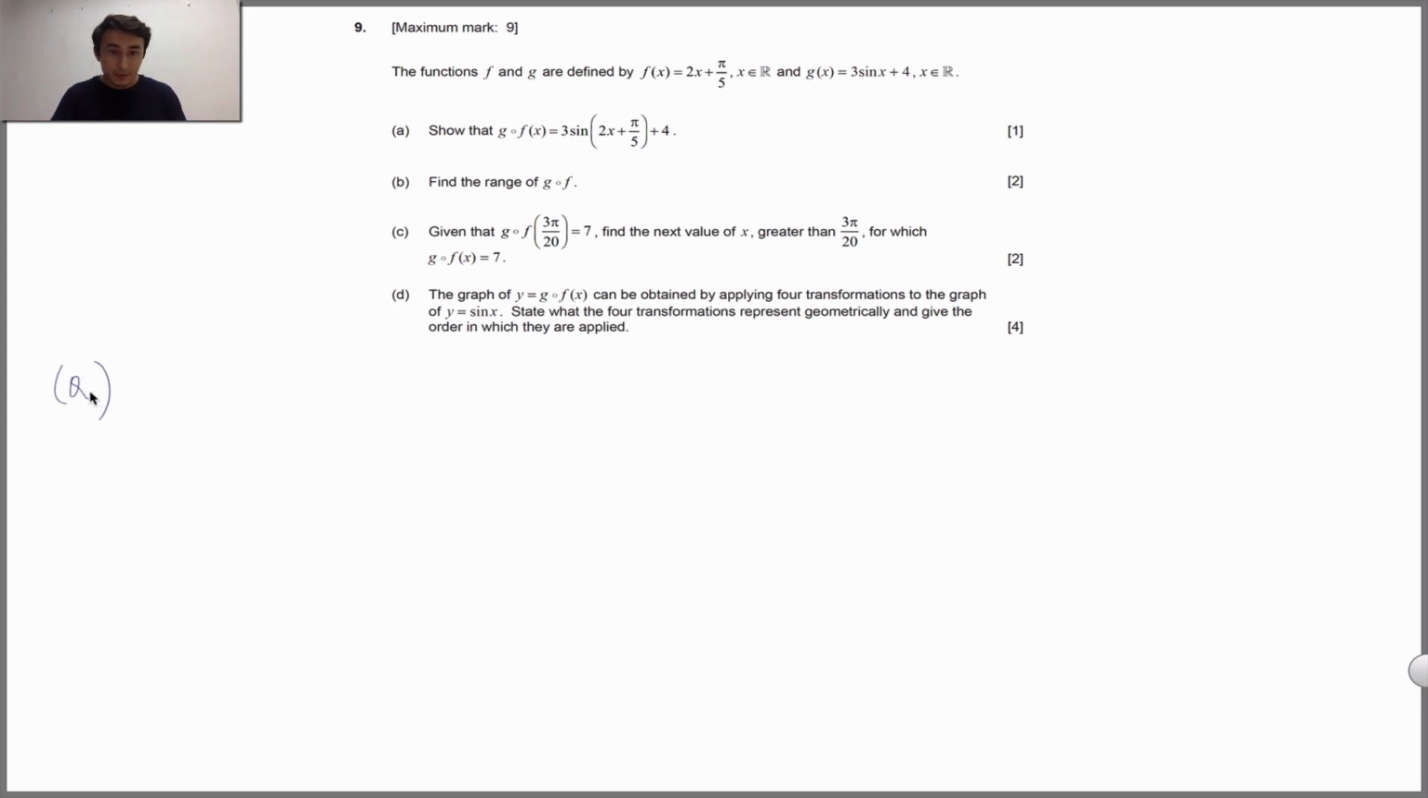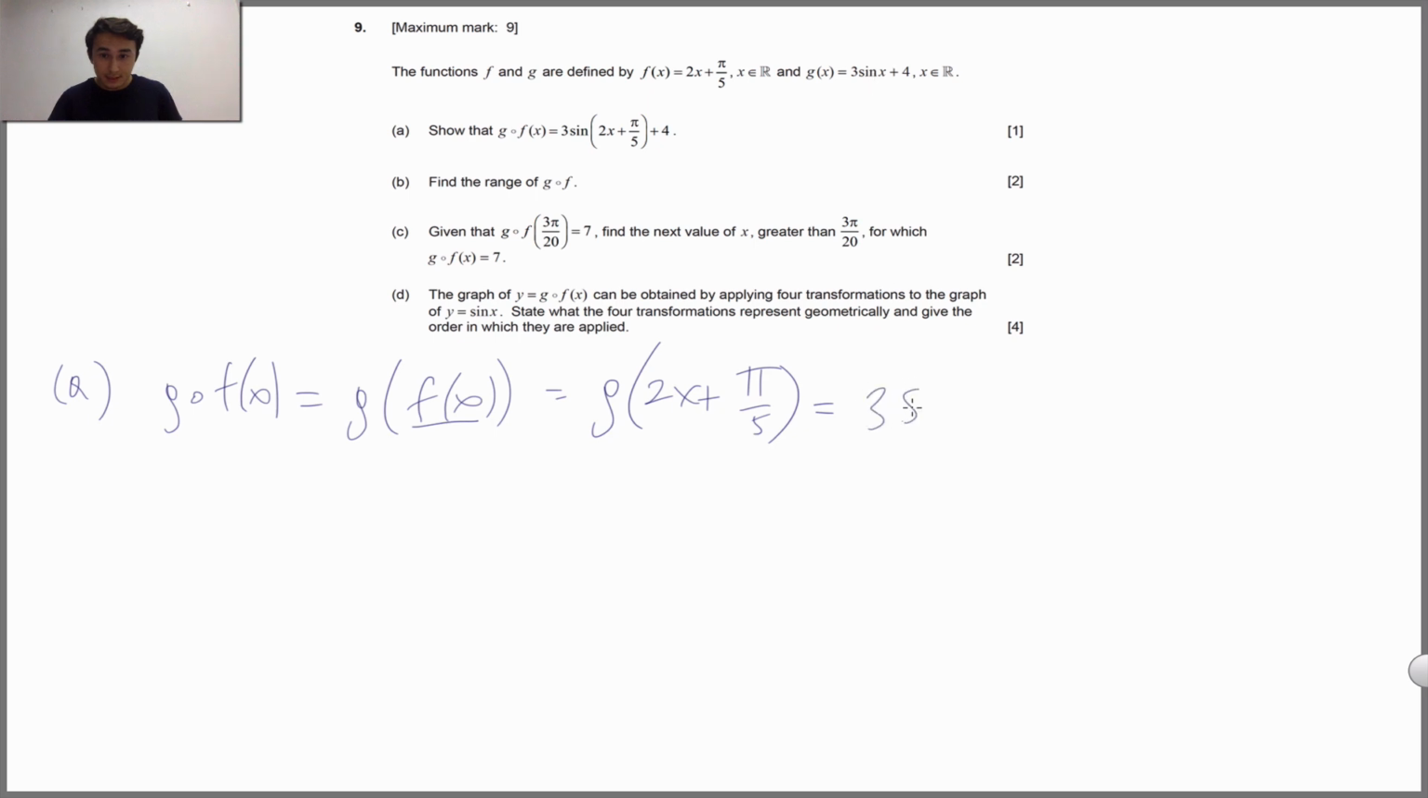Part A, show that g of fx, composite function, is equal to, well, it's very simple. Instead of fx here, we are going to write 2x plus pi over 5. And then we will put this value into the g. So it will be 3 sine, instead of x, we're going to put 2x plus pi over 5, plus 4. Done. Very simple.